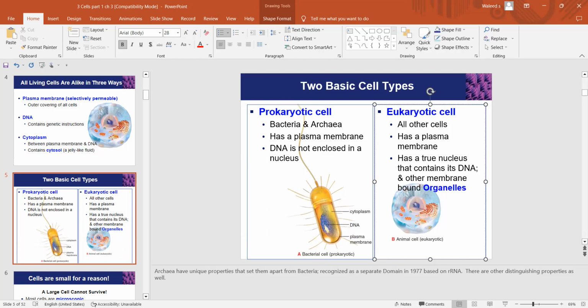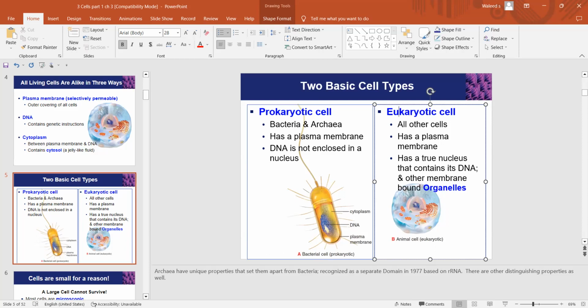Okay? There is a plasma membrane surrounding it, which is not much different than here. So both of them have a plasma membrane. And the one difference so far is both of them have a plasma membrane. Both of them have DNA. What's the difference? The DNA is in the nucleus here. It's not in the nucleus here. And it also contains membrane-bound organelles.